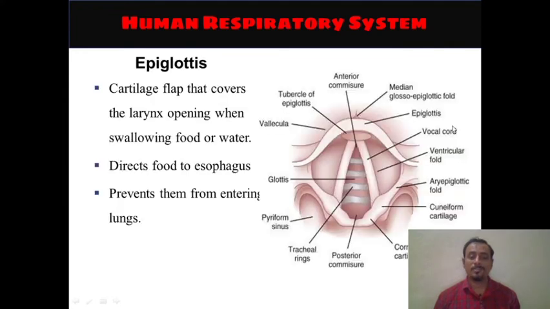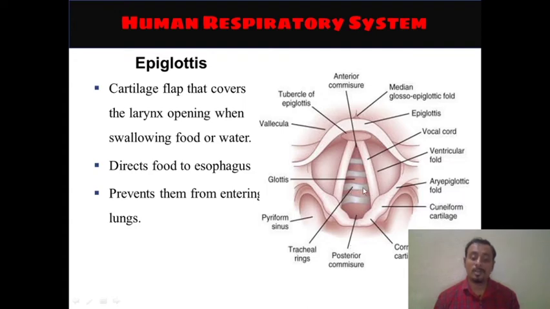Okay, so let's see in detail. It consists of the anterior commissure, median glossoepiglottic fold, the main epiglottis, inside which vocal cords can be seen. Ventricular folds are also present inside this structure. Aryepiglottic fold is also there. Cuneiform cartilage structure is also there, which is a part of the epiglottis structure formation. Corniculate cartilage is also there. Posterior commissure is also there. Tracheal rings are also able to be seen.